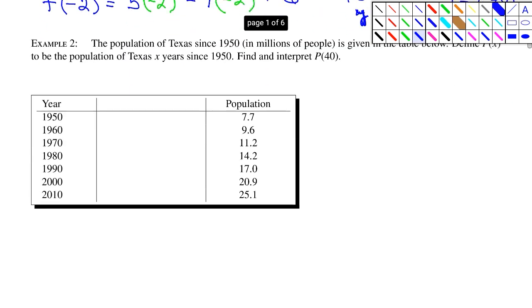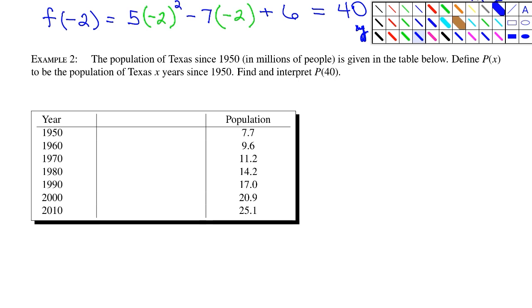Let's look at example number 2. The population of Texas since 1950, written in millions of people, is given in the table below. Define P of x to be the population of Texas x years since 1950. Find and interpret the value P of 40. All right, so this is a very characteristic problem that we encounter.